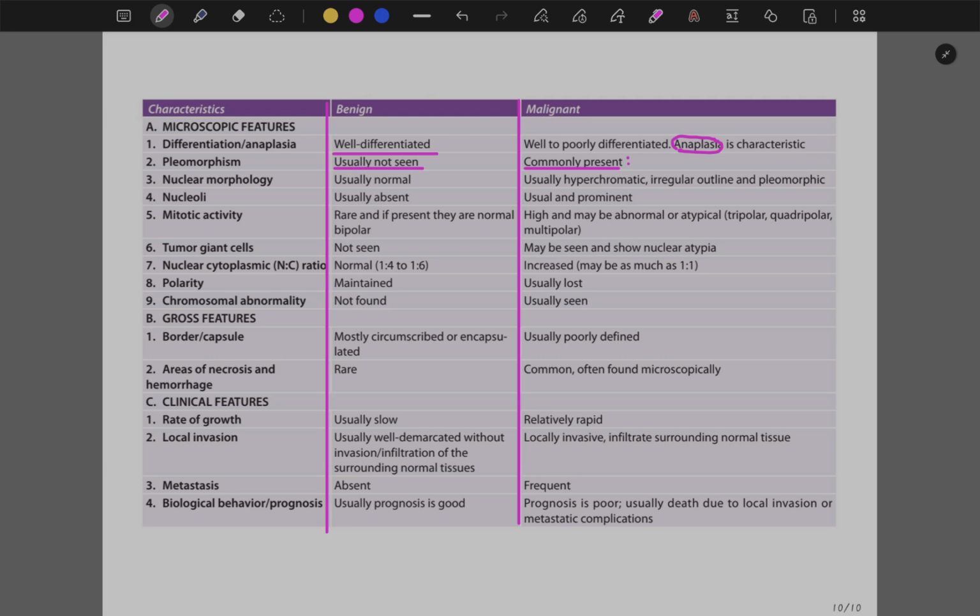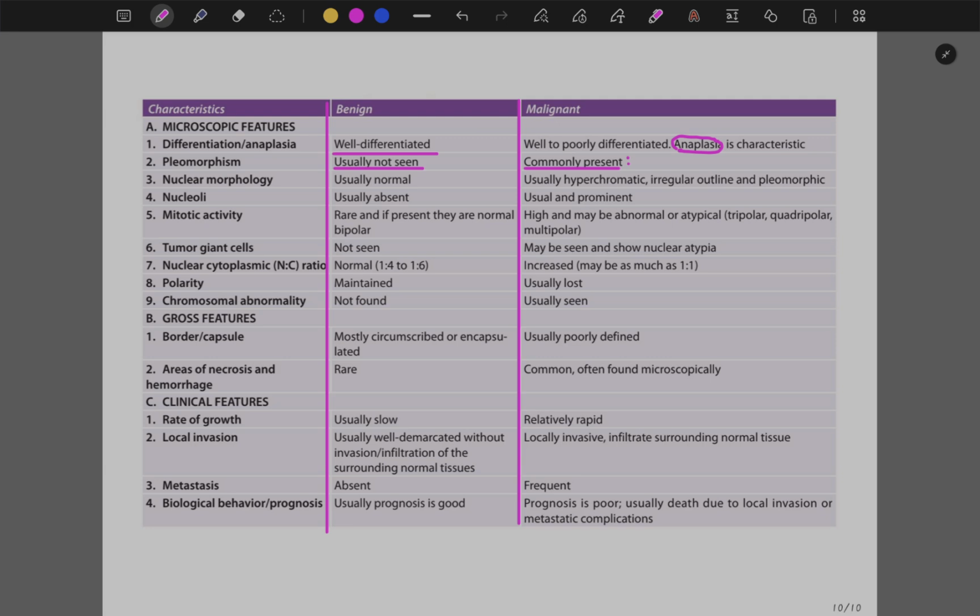And the nuclear cytoplasmic ratio is normal in benign neoplasm, which is 1:4 to 1:6, and it can be increased in malignant, up to 1:1. Polarity is maintained in benign, which is lost in malignant. Chromosomal abnormality is not found in benign and is usually seen in malignant neoplasm.